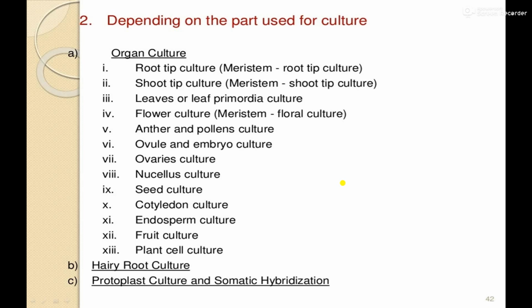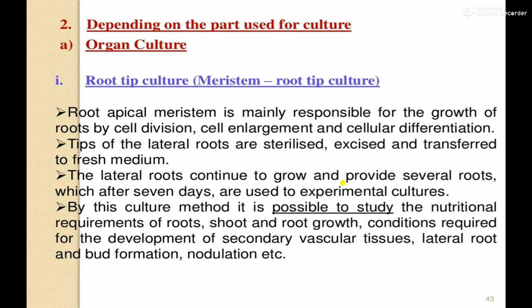Then in today's part, I will discuss depending on the part used for culture. In that, there are three: organ culture, hairy root culture, and the third one is protoplast culture and somatic hybridization. These three come under depending on the part used for culture. In organ culture, first is root tip culture, that is meristem root tip culture.